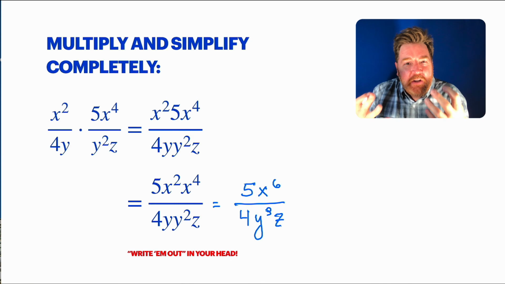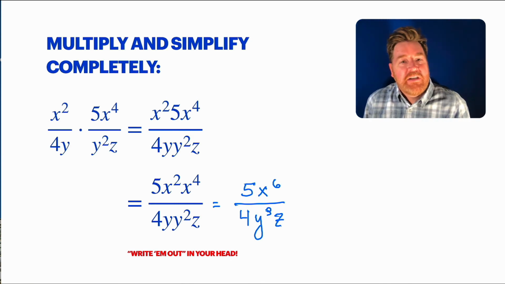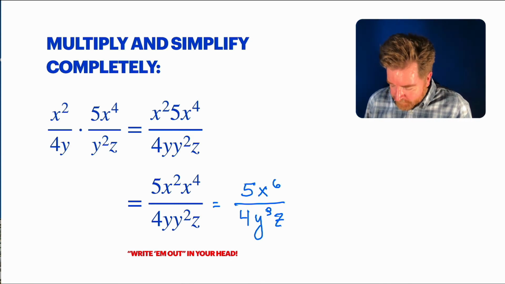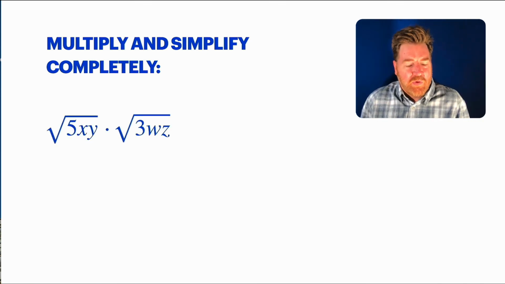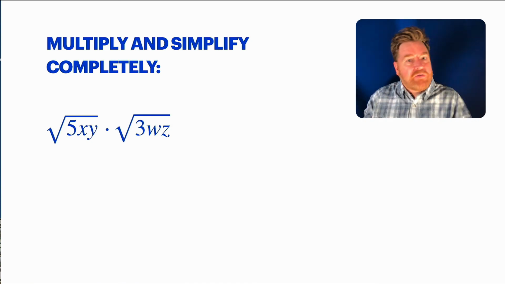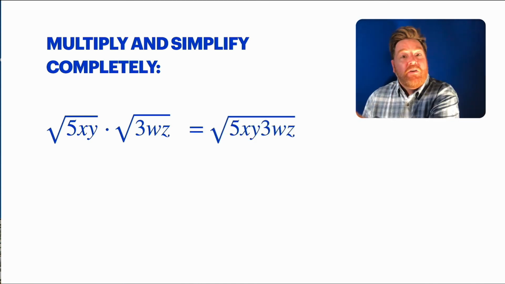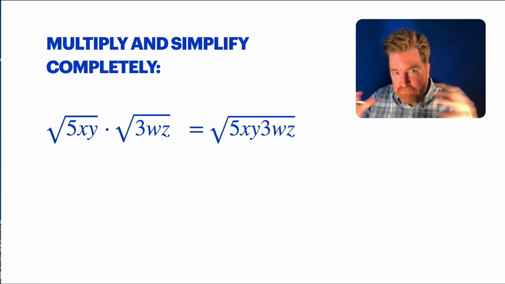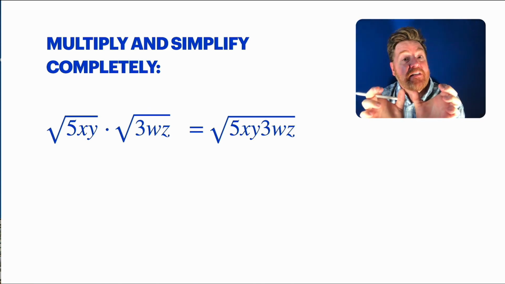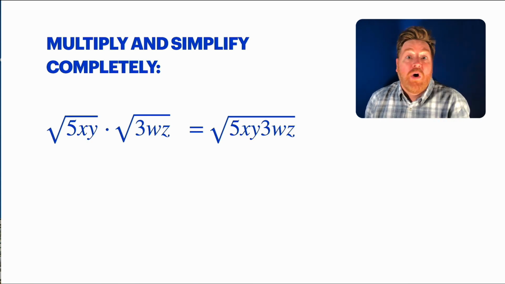Man, isn't this feeling good? Multiplication is so much easier than addition. I love it. Here, last one. Even things like with roots here, in this case they're both square roots. If they're the same roots, boom, this is just automatic, straight across. So square root of 5xy times square root of 3wz is square root of 5xy 3wz. Just boom, straight across. The stuff inside, you just mush that together under one root.